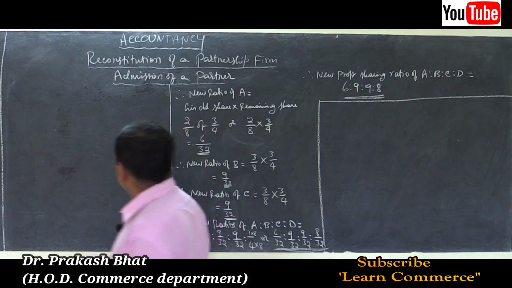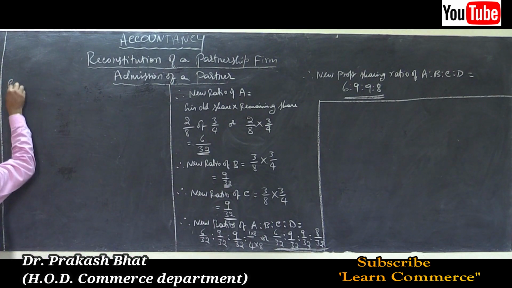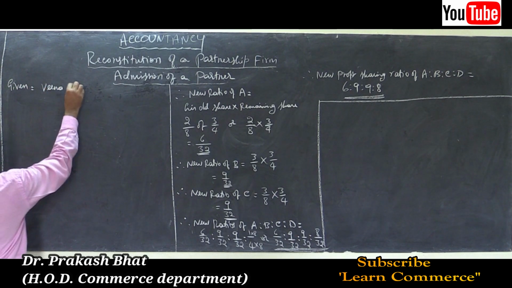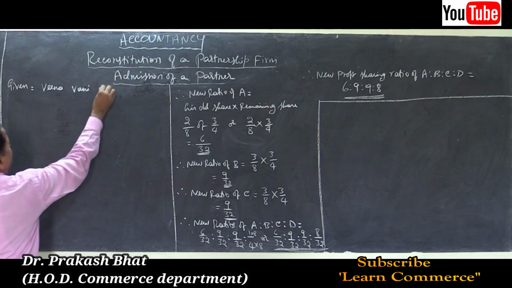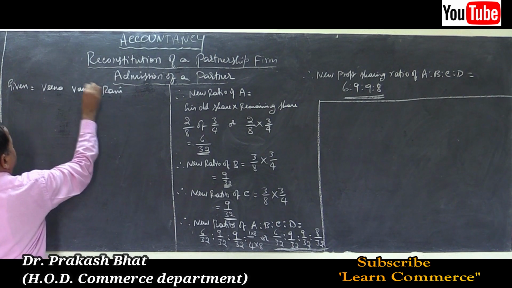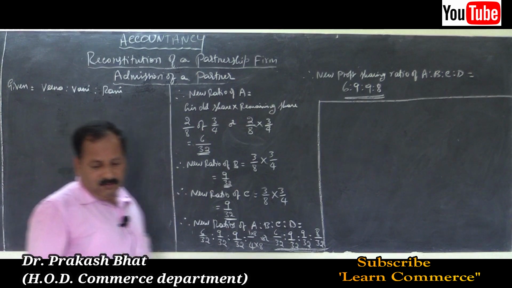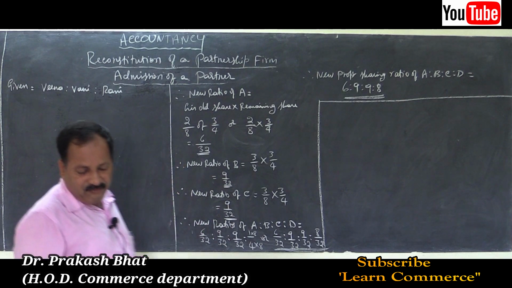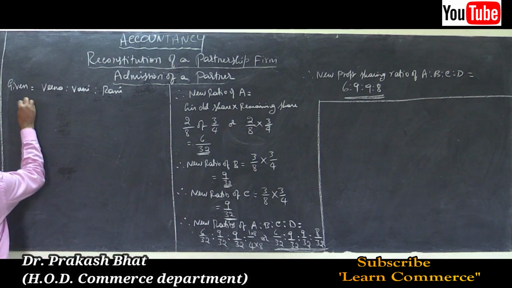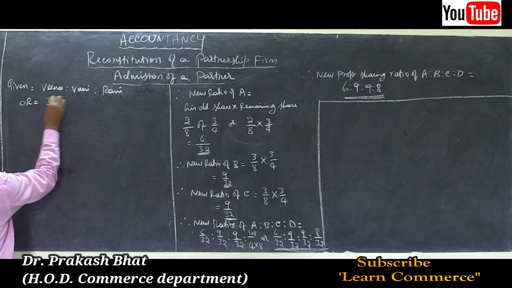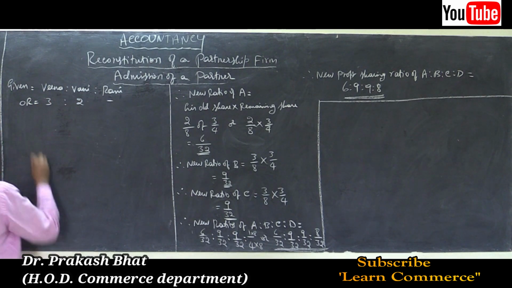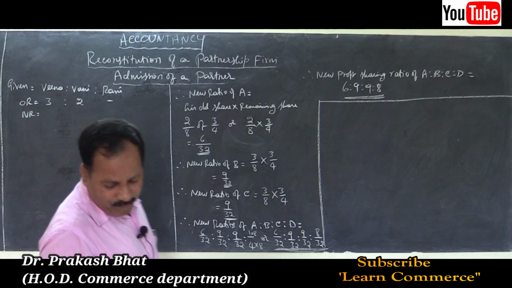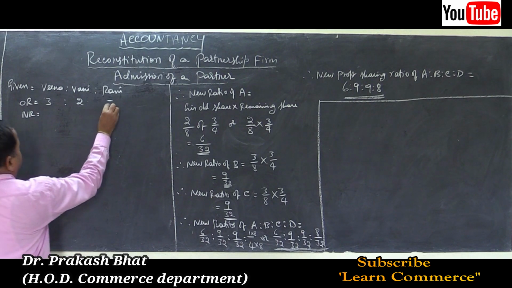Now, let us solve here. Given: Veena, Vani and Rani, that is, the old ratio is given in the problem. Veena and Vani 3:2, old ratio. New ratio of Rani, how much? 1/5.